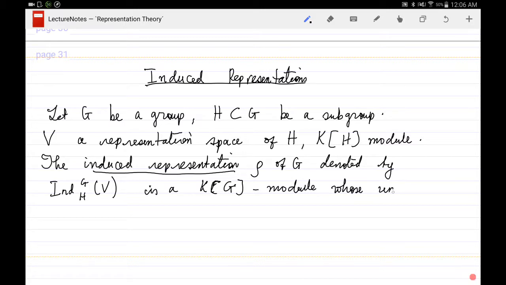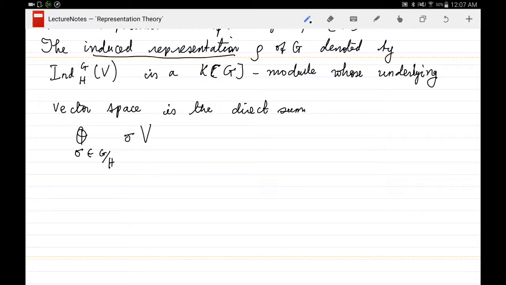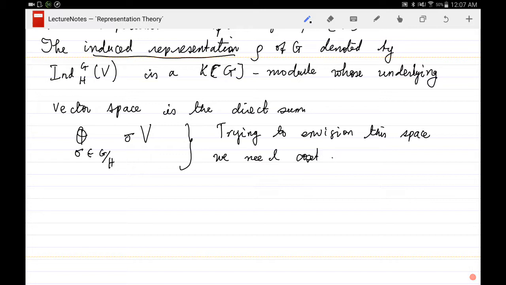whose underlying vector space is the direct sum over sigma in the cosets, and this acts on V. So when you're trying to envision this space, we need coset representatives.